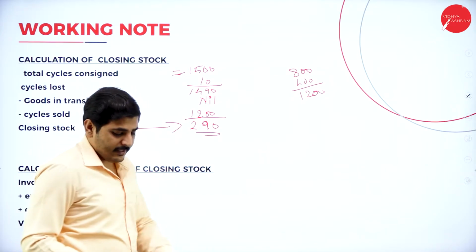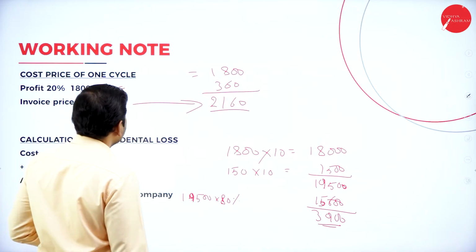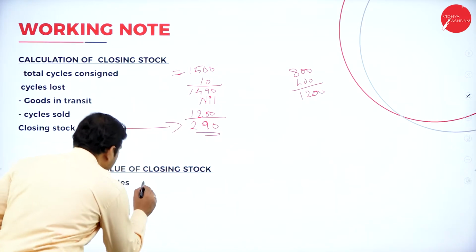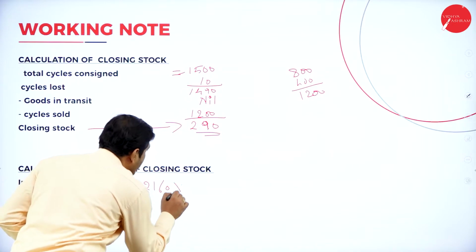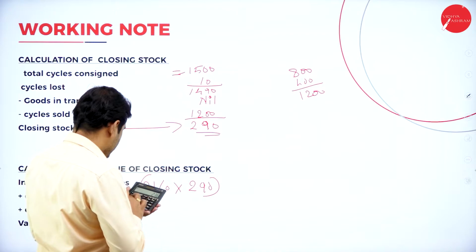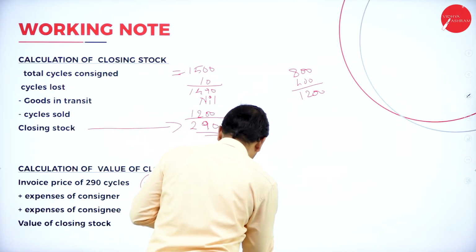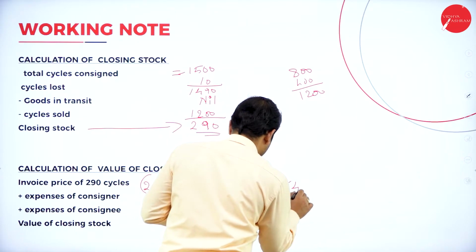So the invoice price of the 290 cycles. What is the invoice price of each cycle? Here the invoice price is 2,160. So 2,160 into how many cycles? 290 cycles. So 2,160 into 290 cycles is 6,26,400.